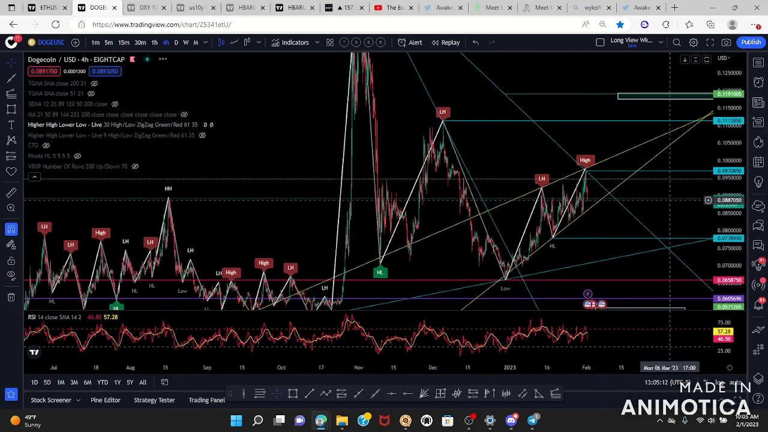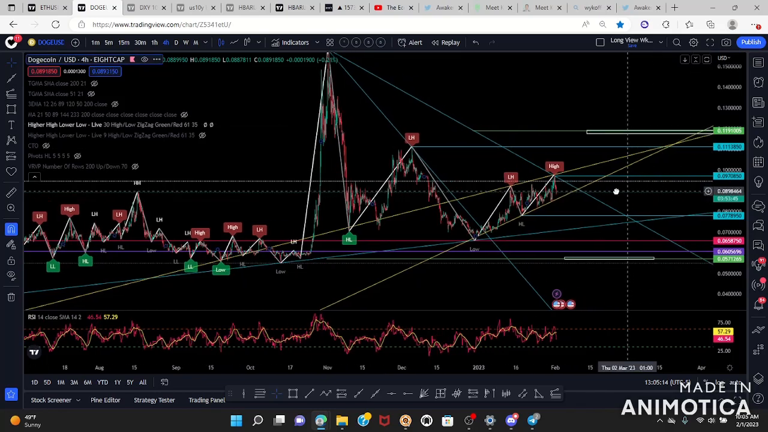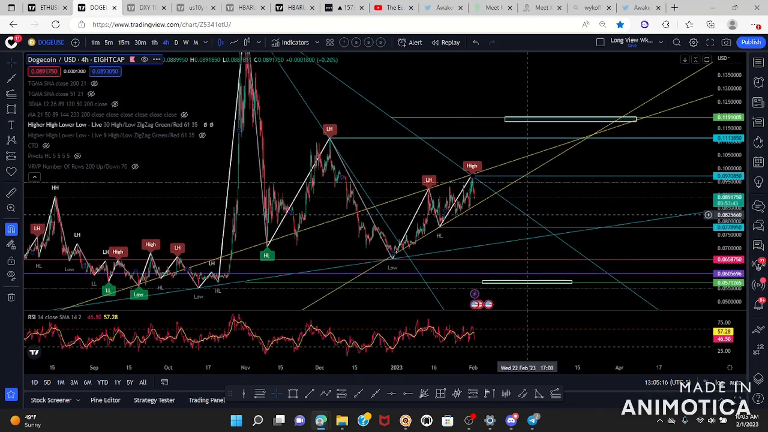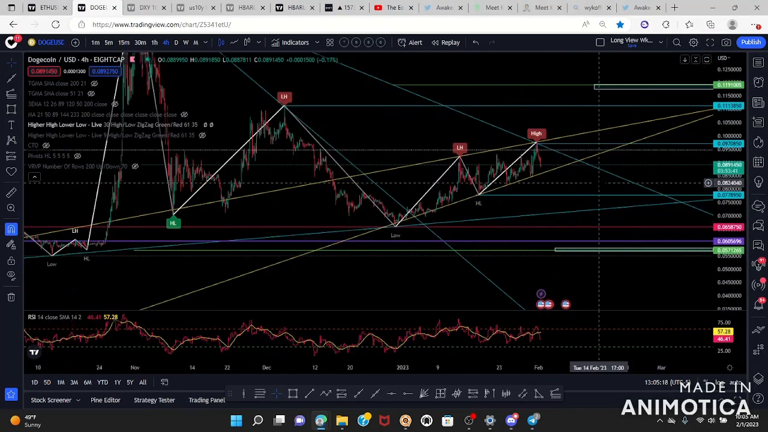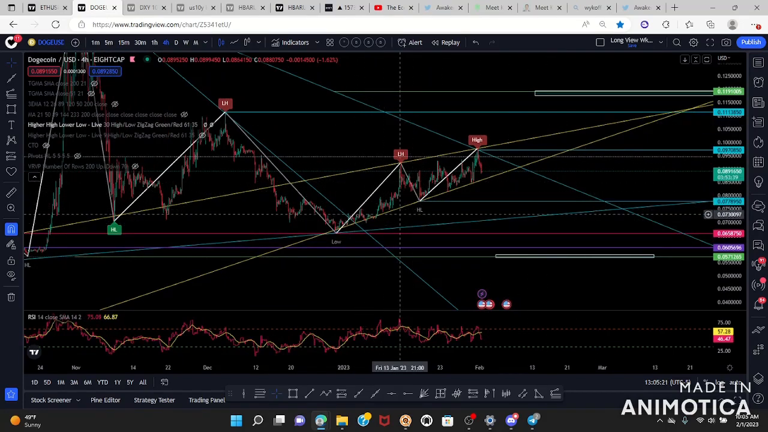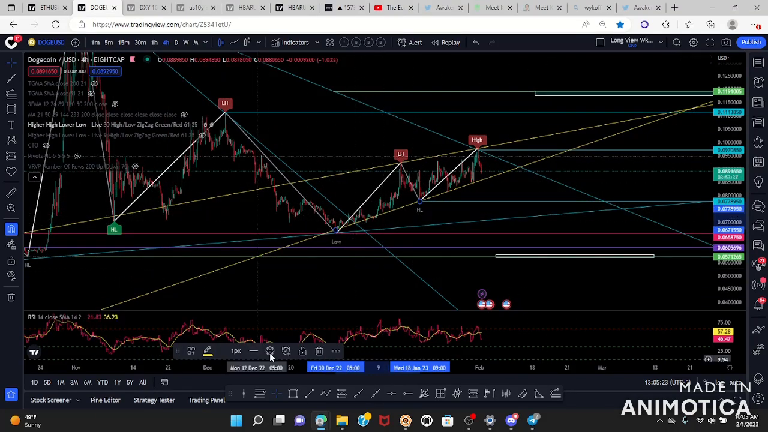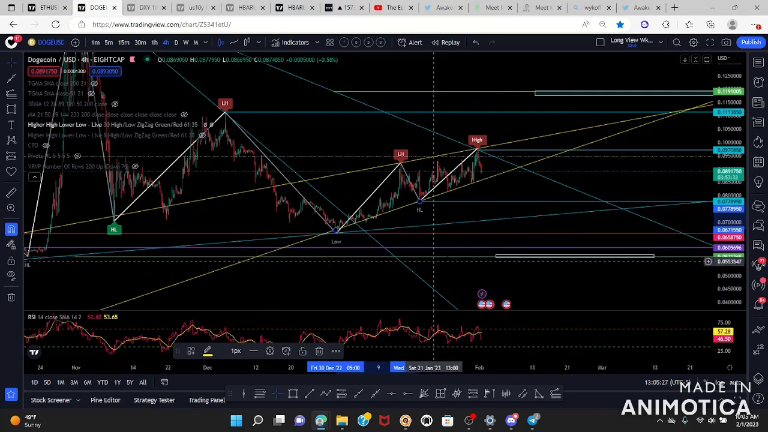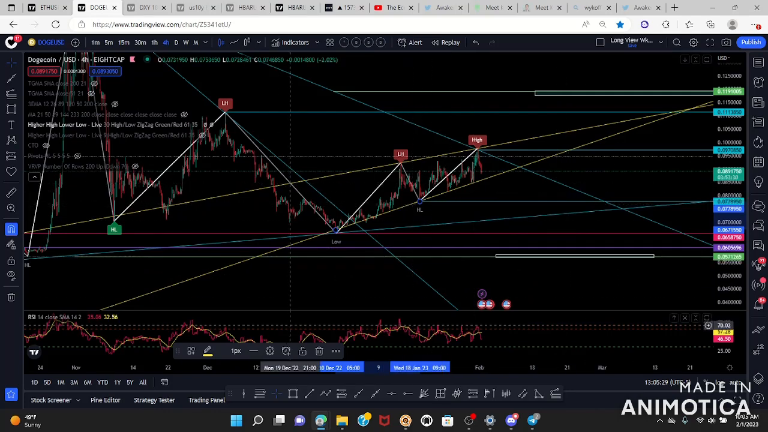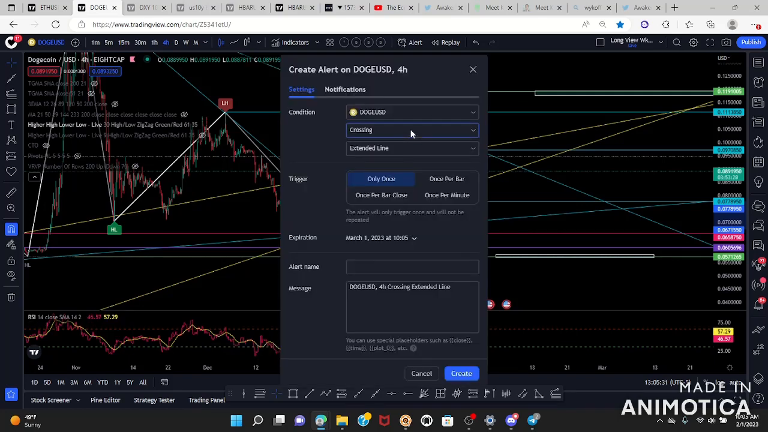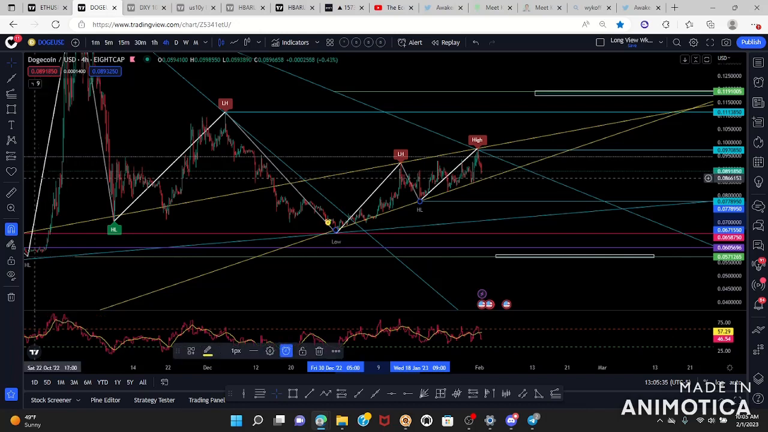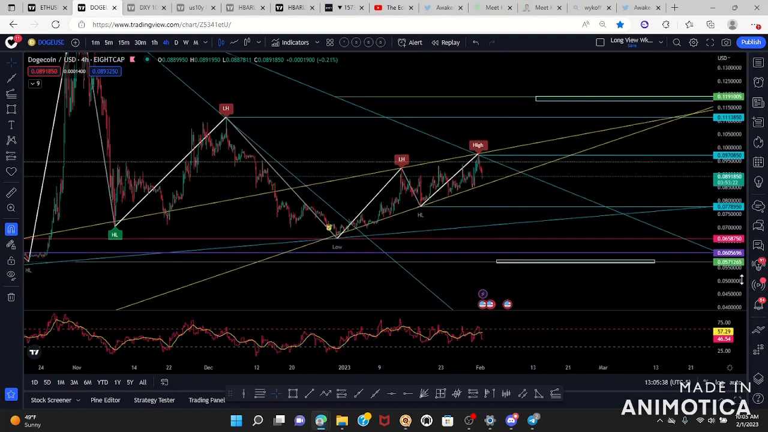And what does that look like? Like a rising wedge. And what do rising wedges do? They break down. So big support here, major support that if it breaks down, we're headed to 0.057. So let's go ahead and set an alarm. Crossing down, create, just in case that does break right now.